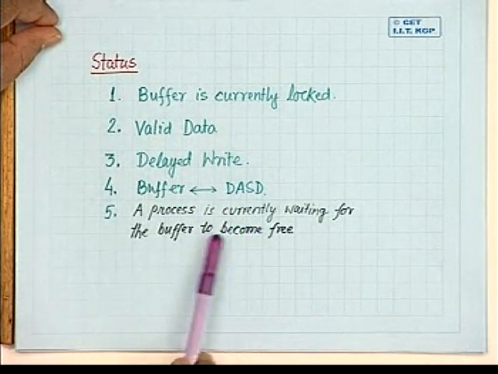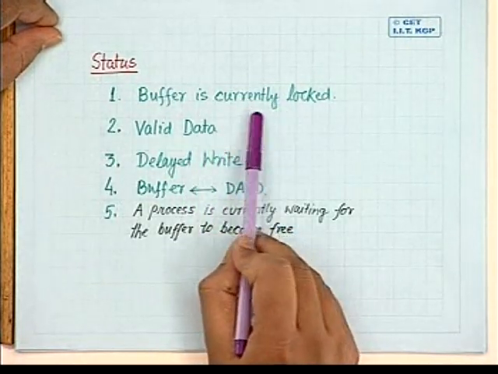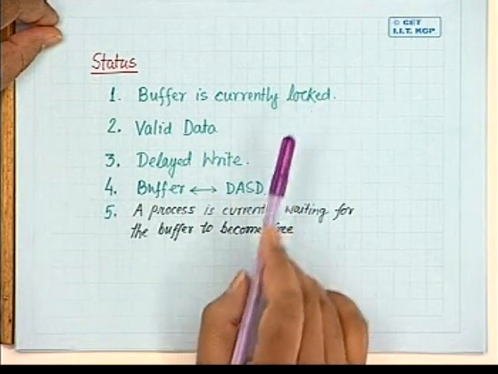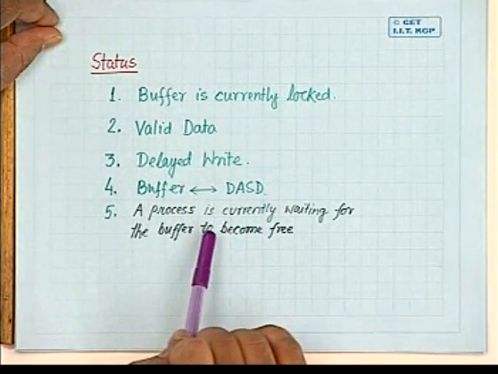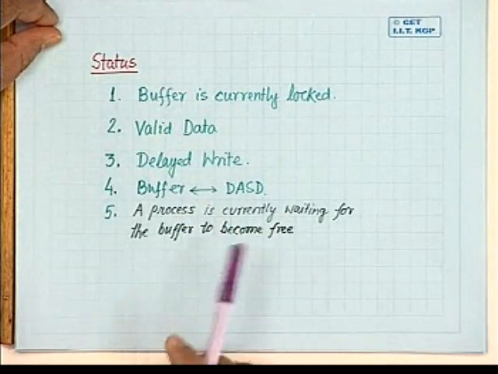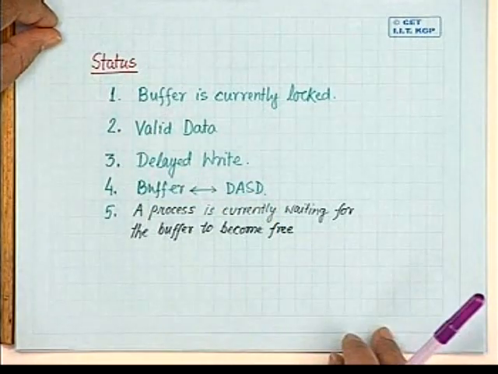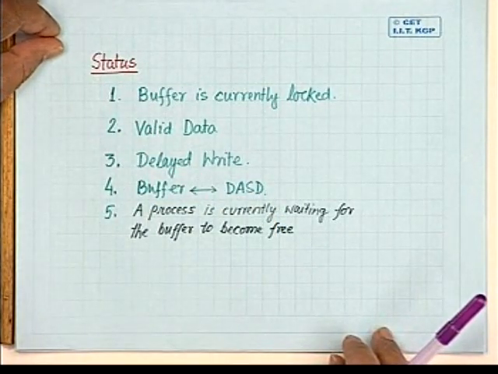In case there is some other process, then when the buffer becomes unlocked or free, that process has to be informed that the buffer has become free. Now the process can continue. So these are the different pieces of information that you have to put in the status field.